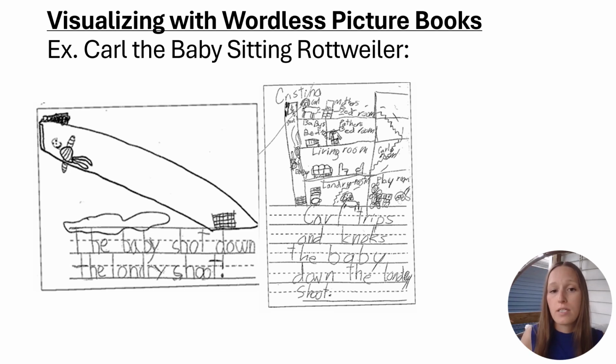The example they provide is Carl the babysitting Rottweiler. The Rottweiler is sitting behind a kid in front of a laundry chute. In the next scene, the dog's running down the stairs panicking, so the kids were asked to draw what they think happened in between those two images.